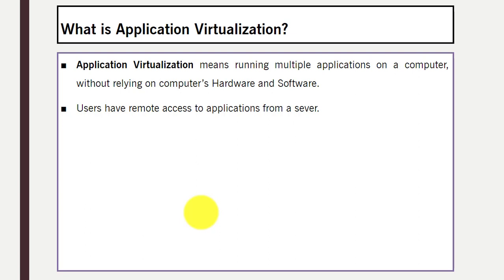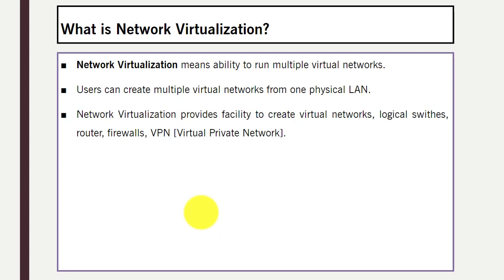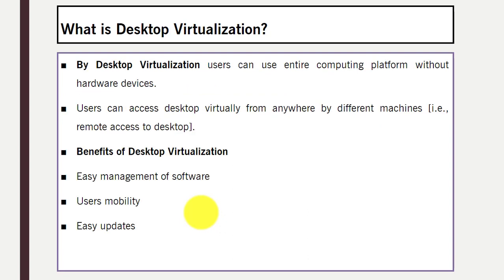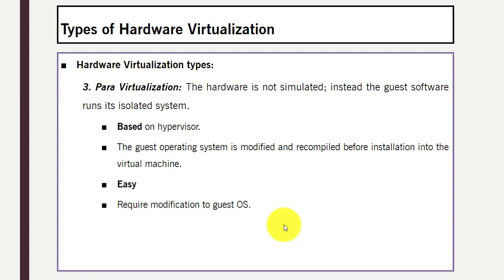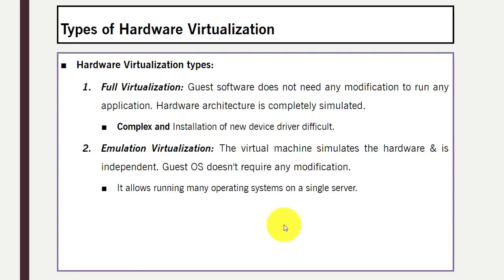After application virtualization, you can use multiple applications on a computer, and there is no need to depend on any kind of hardware or software. You can access remotely. Now in network virtualization, you can create virtual networks, logical switches, firewalls, and routers. Desktop virtualization provides the entire computing platform without hardware devices, and storage virtualization provides the facility to manage different physical servers by a virtual storage system. In para-virtualization, the hardware is not simulated and we need to modify the guest operating system. In full virtualization, the hardware architecture is completely simulated.